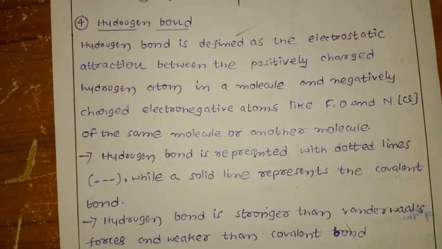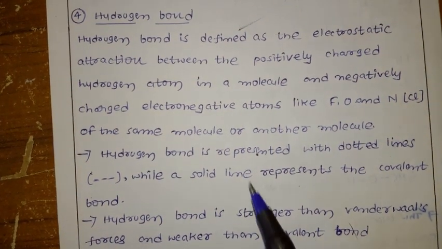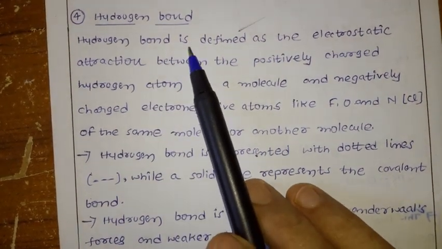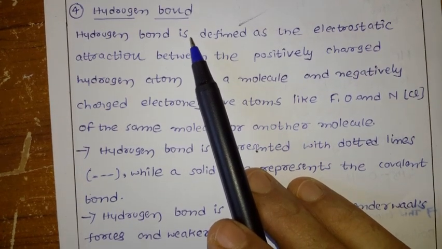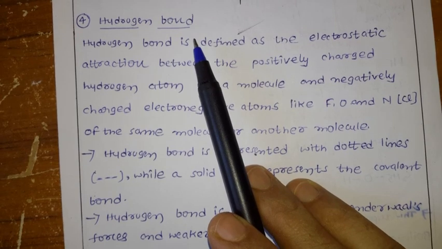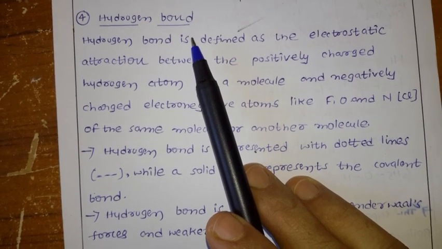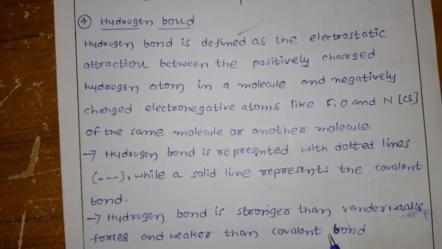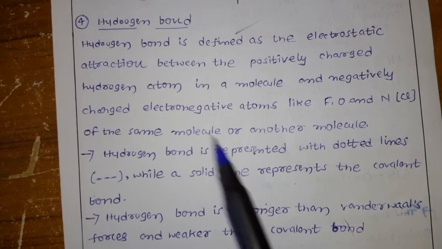Yeah, dear students, let us discuss our fourth type of bond, hydrogen bond. Okay, so already we came across ionic bond, covalent bond, coordinate covalent bond. Now let us discuss hydrogen bond. Now how can we define the hydrogen bond?